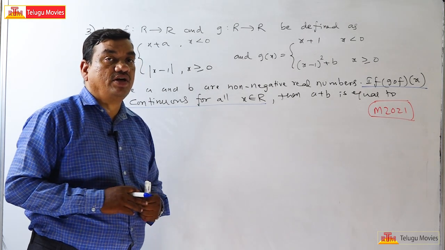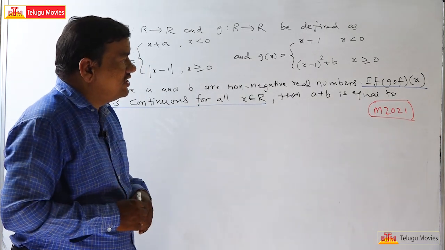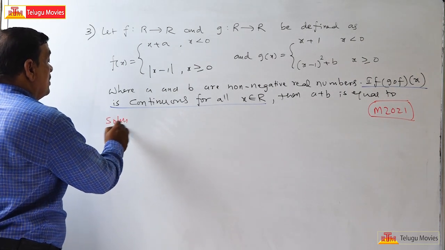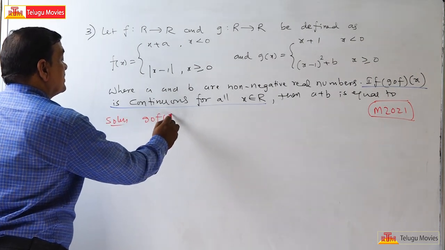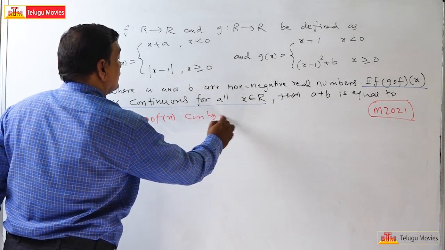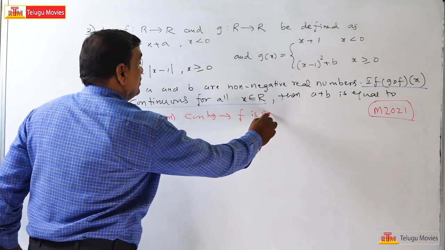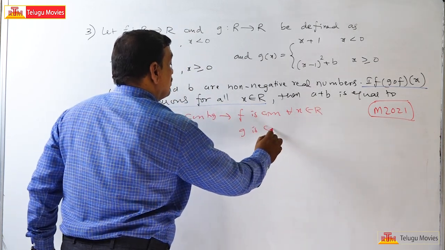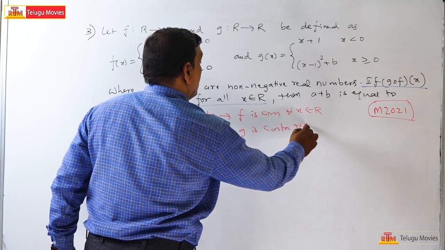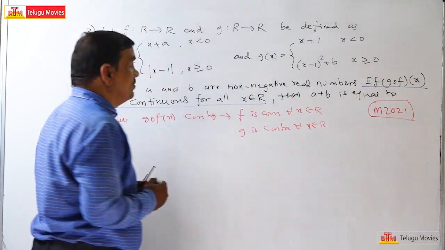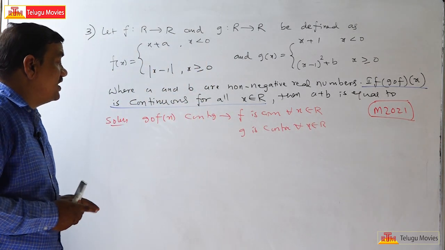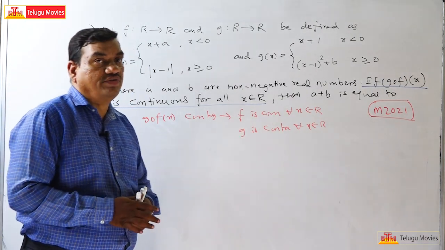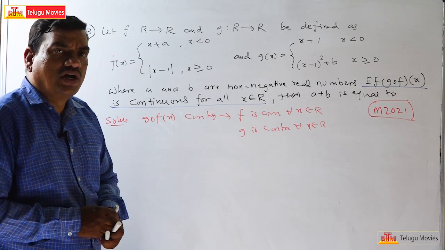That is a very important point. See here, when g circle f of x is continuous, f is continuous for all x belongs to R, g is also continuous for all x belongs to R. That is the conclusion we get. If g circle f of x is continuous, it means f and g both are continuous. That's all. So continuous everywhere.